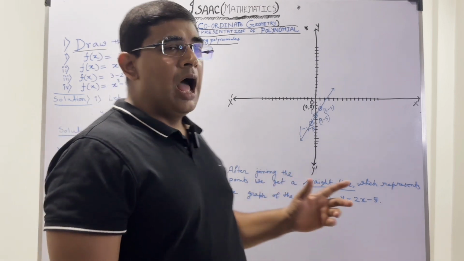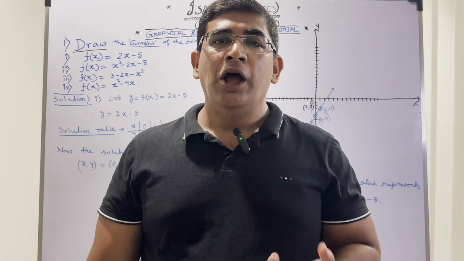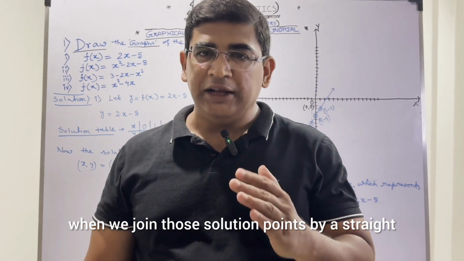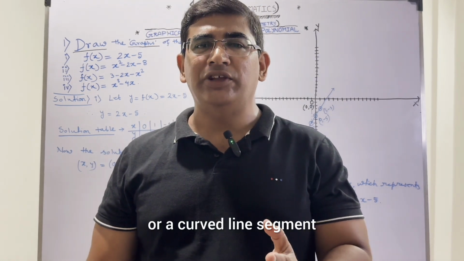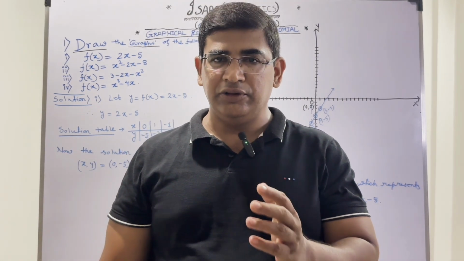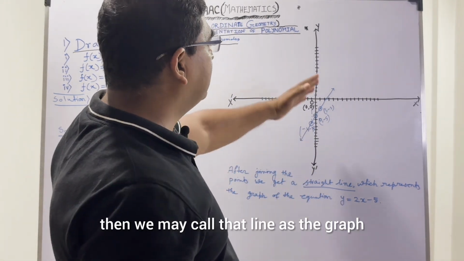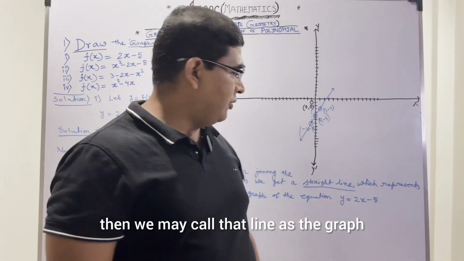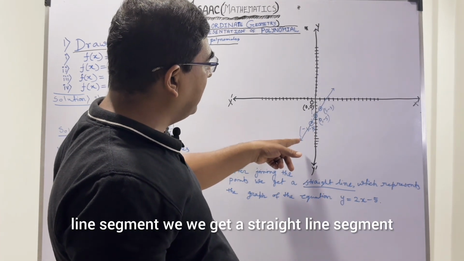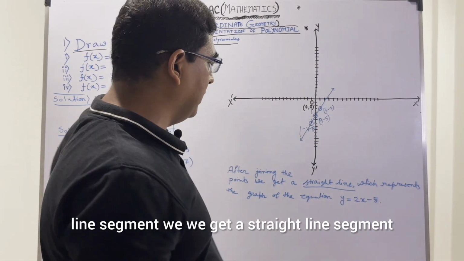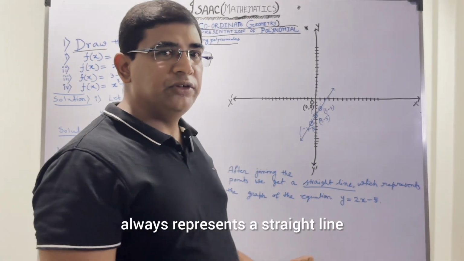After plotting the solution points, which may be 3 or more, when we join those solution points by a line segment, that line segment may be a straight line segment or a curved line segment or any other kind of segment. Then we may call that line the graph. Here, after joining these points by a line segment, we get a straight line segment. That is why the graph of a linear polynomial always represents a straight line.